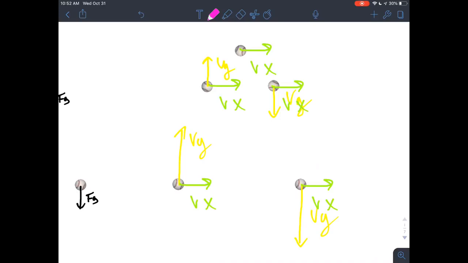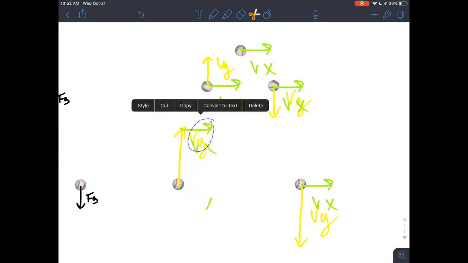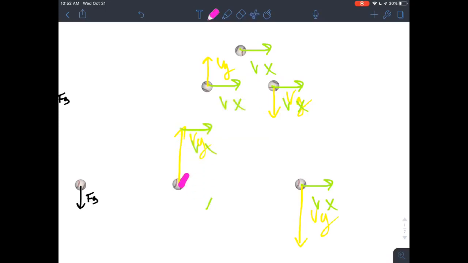Okay, if you can imagine that Vy and Vx make a box here, we can actually take these and find our resultant, which would be V. Do the same thing here. We can add these up. We can find our resultant, which would be V.